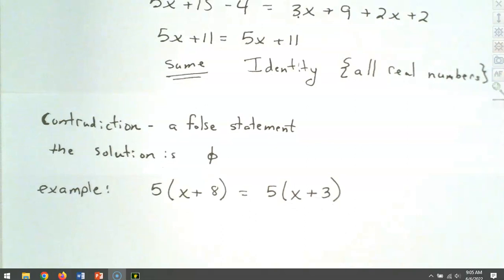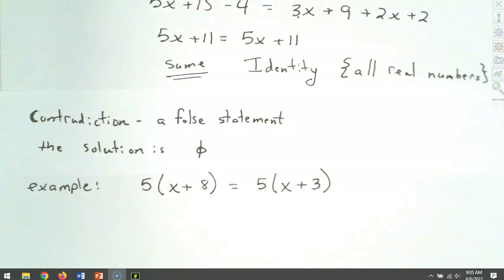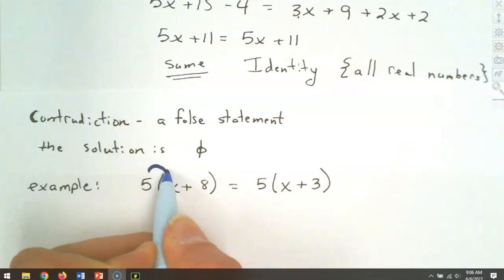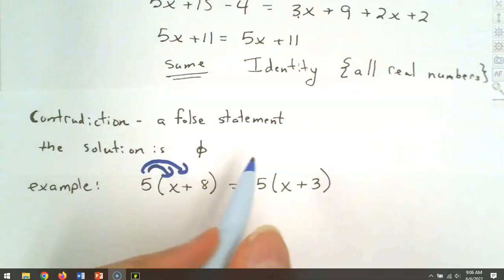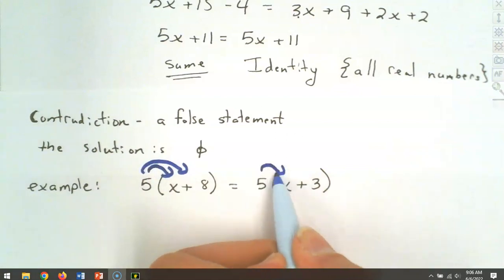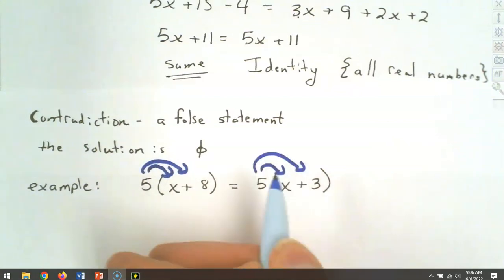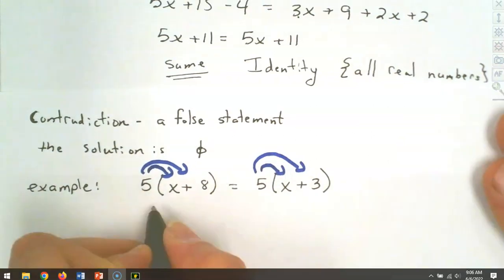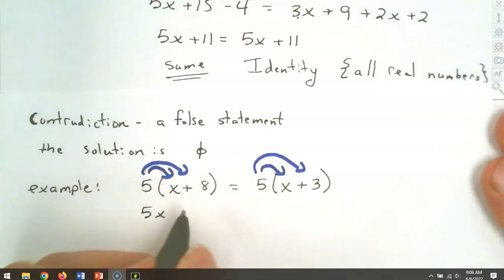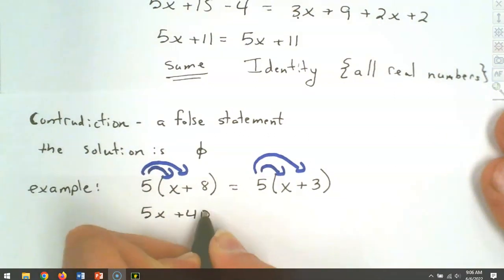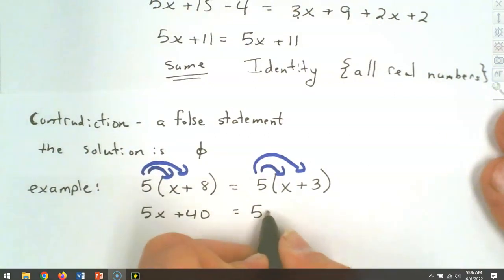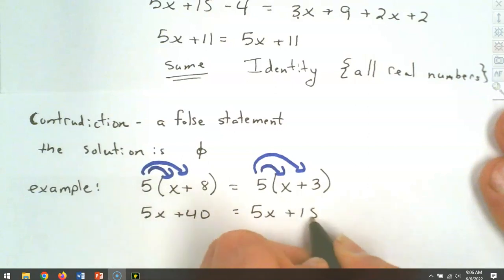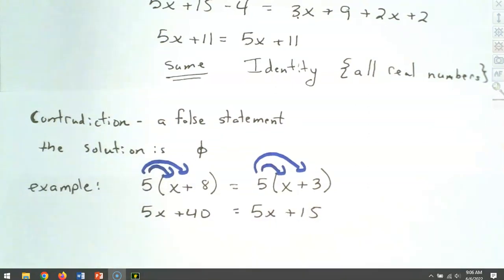So this is going to be an example of a contradiction. And when we go to solve a contradiction, the variables are going to disappear, and we're going to end up with something that just doesn't make sense. And so we begin by distributing the 5s through, and that gives us 5x plus 40 equals 5x plus 15.